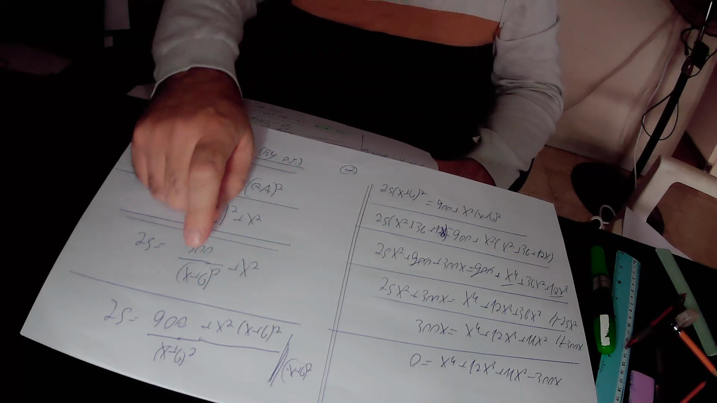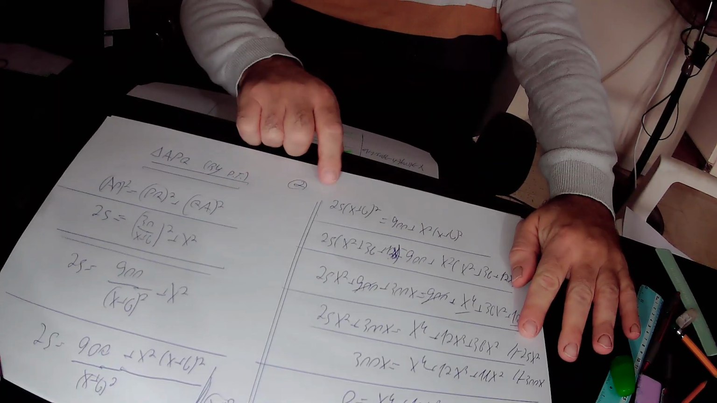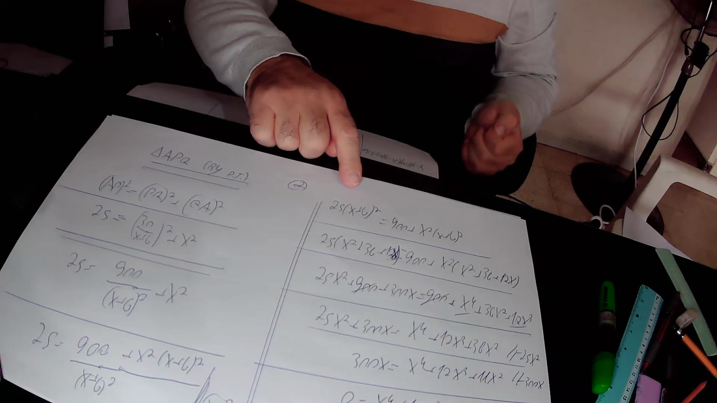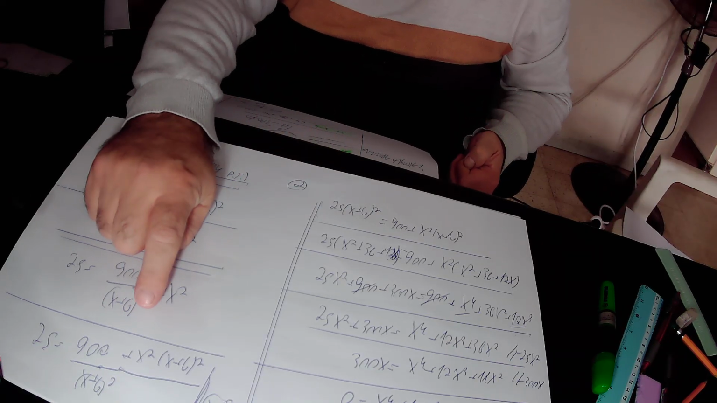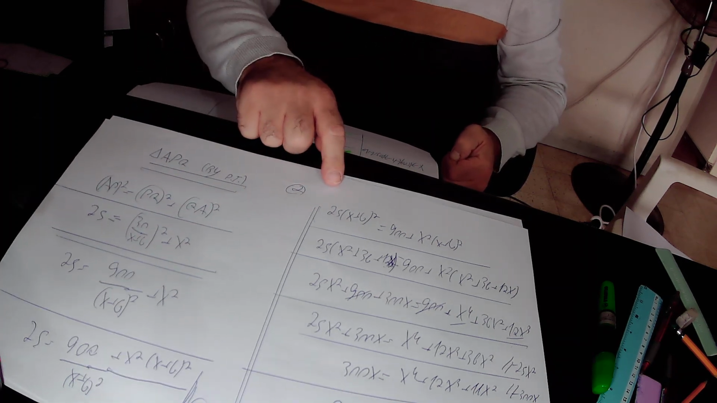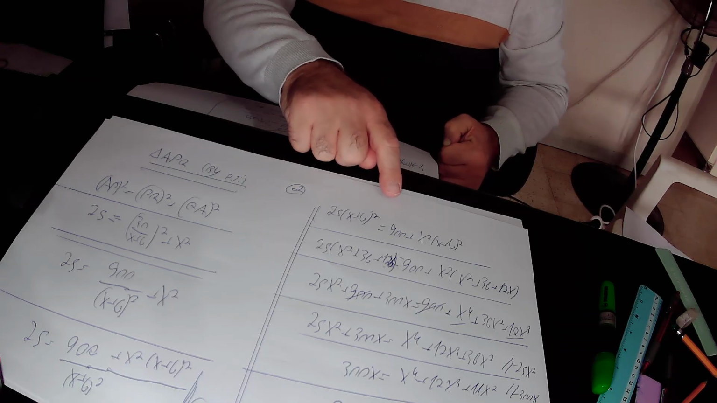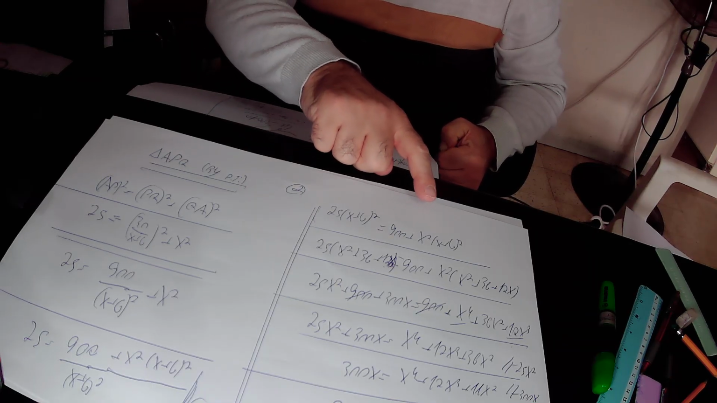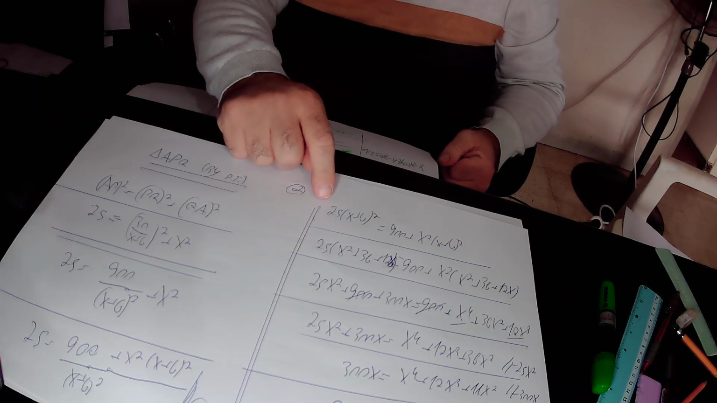Here we multiplied this equation by (x plus 6) squared, and finally found out that 25 times (x plus 6) squared equals 900 plus x squared times (x plus 6) squared, since (x plus 6) squared on the right side cancels. So we have here 25 times (x plus 6) squared.